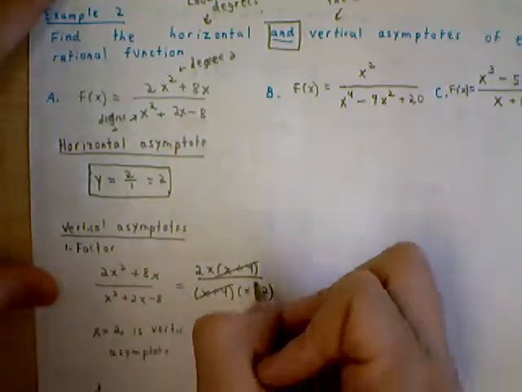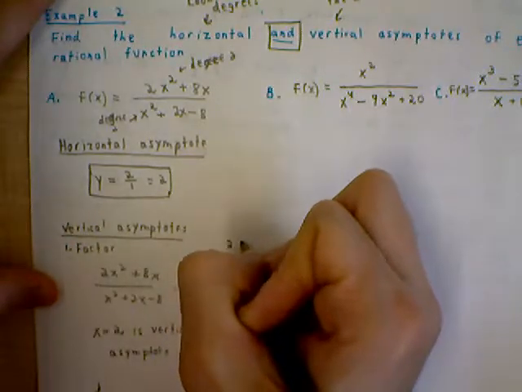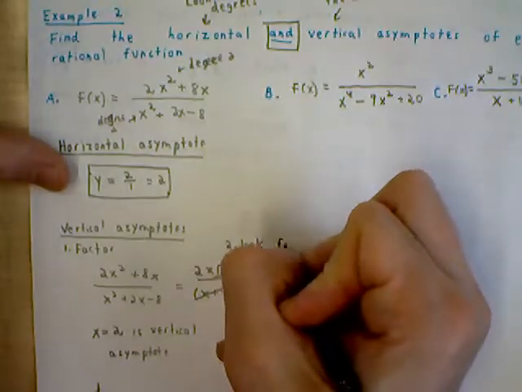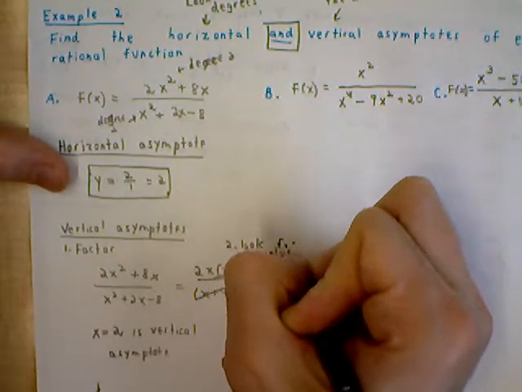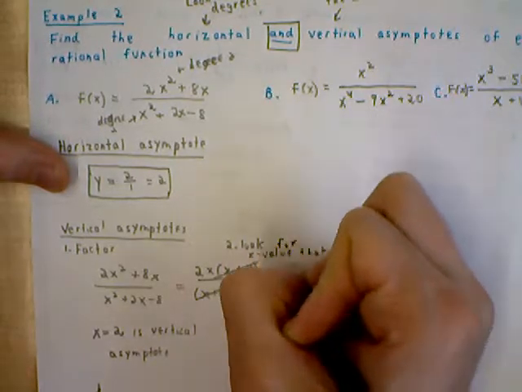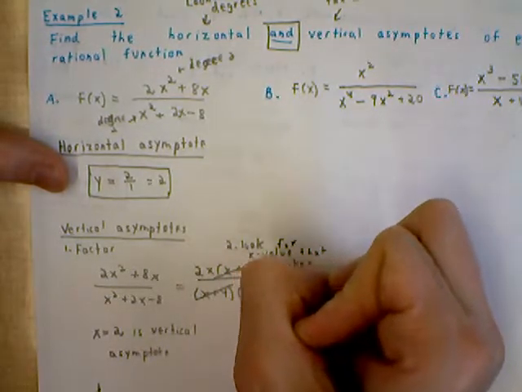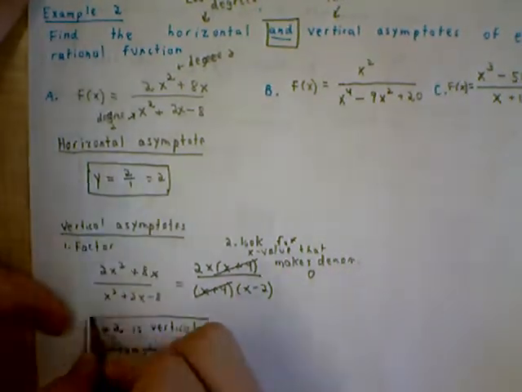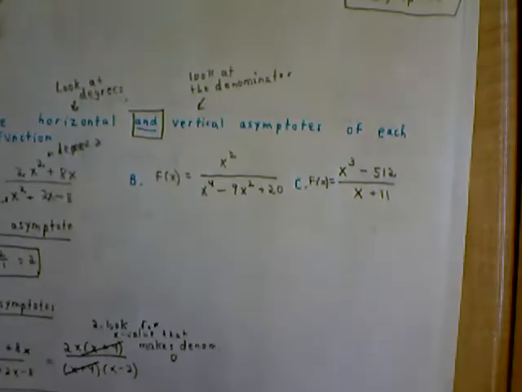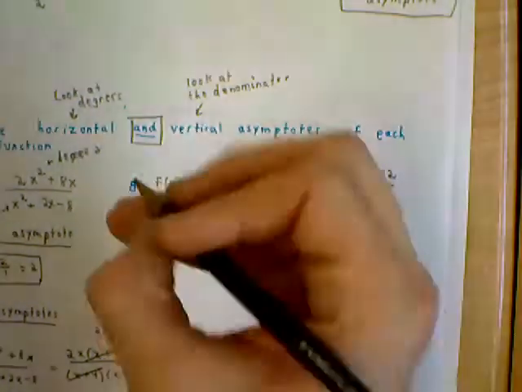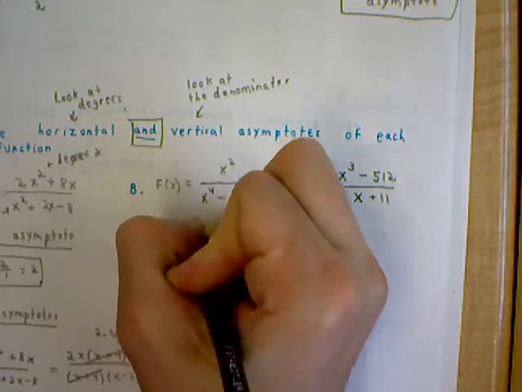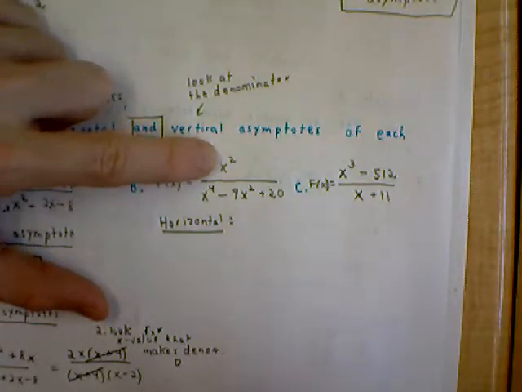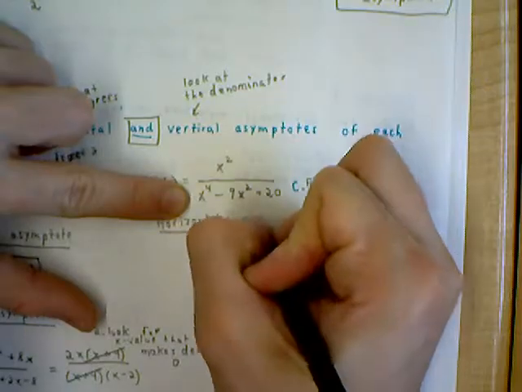So for step 2, we looked at the denominator. Look for the x value that makes the denominator 0. Here we have 2 answers, the vertical and the horizontal. Let's take a look over here. For our horizontal asymptote, I have the degree of the numerator is less than the degree of the denominator, so our horizontal asymptote is 0.